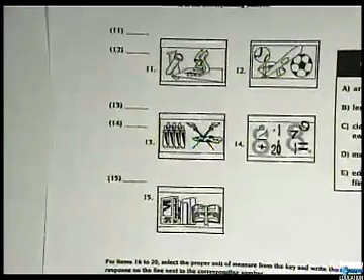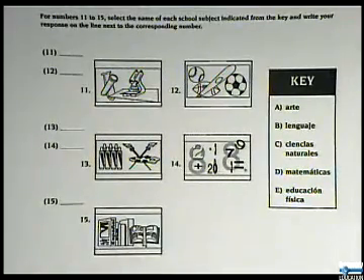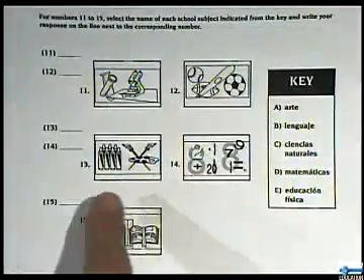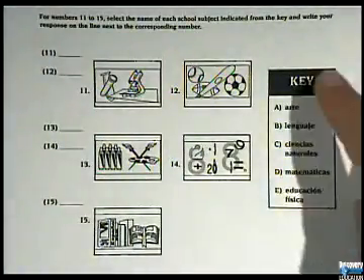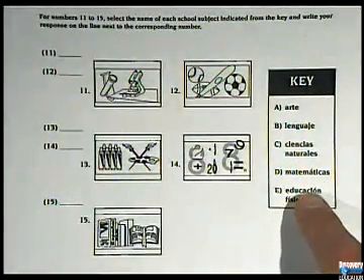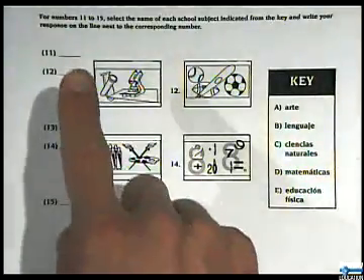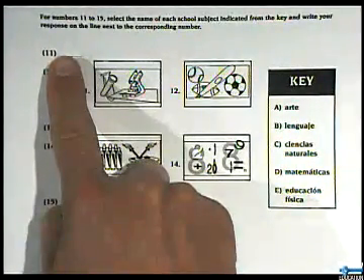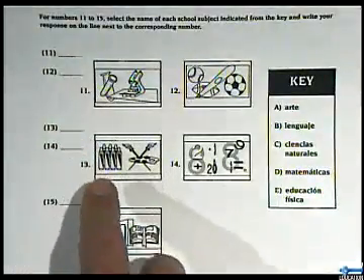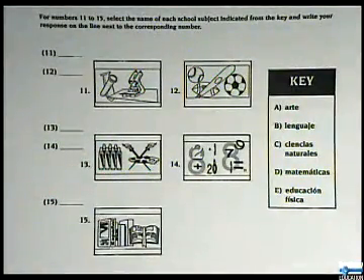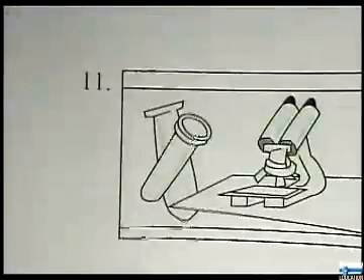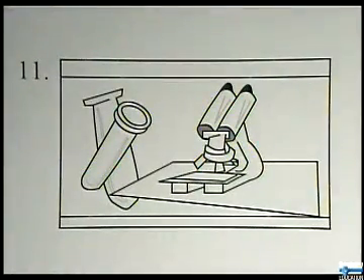Now, for numbers 11 through 15, select the name of each of the school subjects pictured. Okay? Select the name from the key over here, and then write the letter of your response on the line next to the corresponding number. Okay? So let's go ahead and start that by looking at number 11. Find the name of this school subject, write the letter of your response next to number 11.